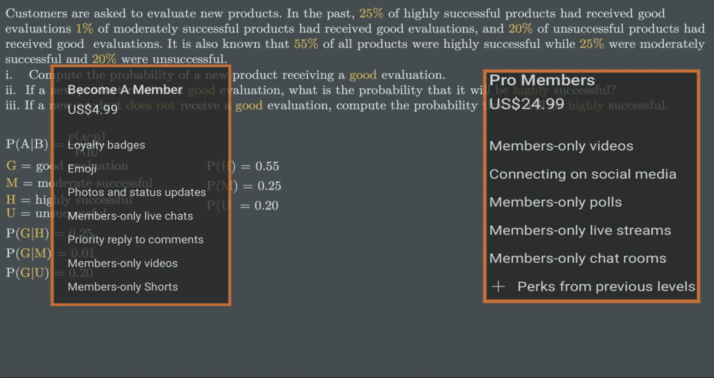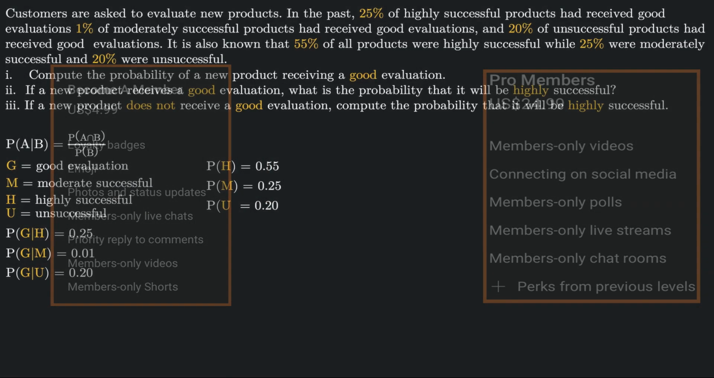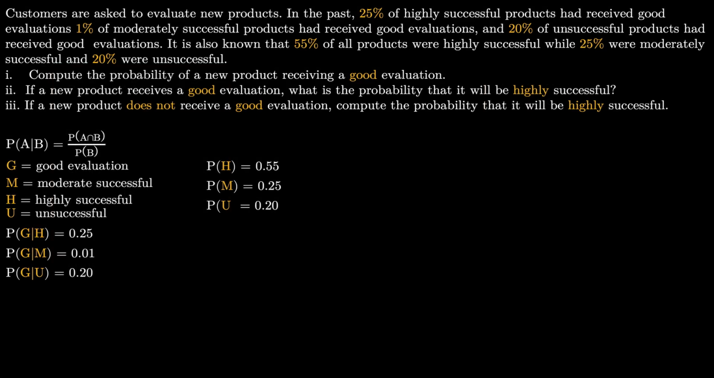What is the second question? If a new product receives a good evaluation, what is the probability that it will be highly successful? Some people may confuse this with the probability of G bar H, but it's a different thing. We need the reverse of that, right? P of G bar H means the probability of a product receiving good evaluation, provided that it is highly successful. But in this case, we need the probability of H bar G, which is the probability of a product being highly successful, provided that it has received good evaluation.